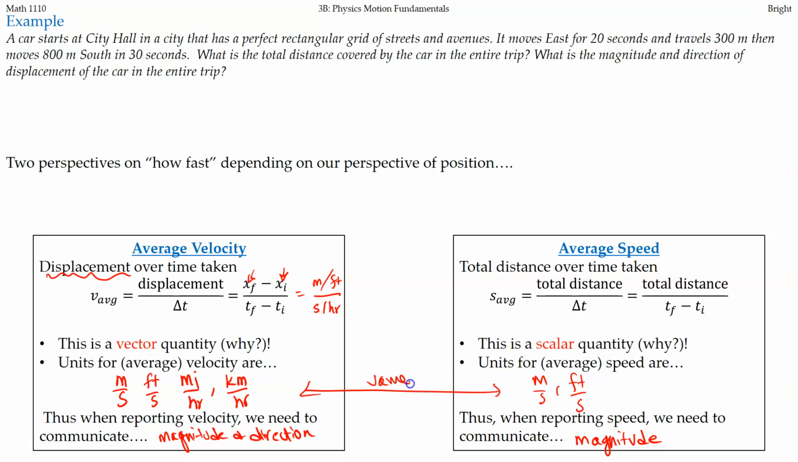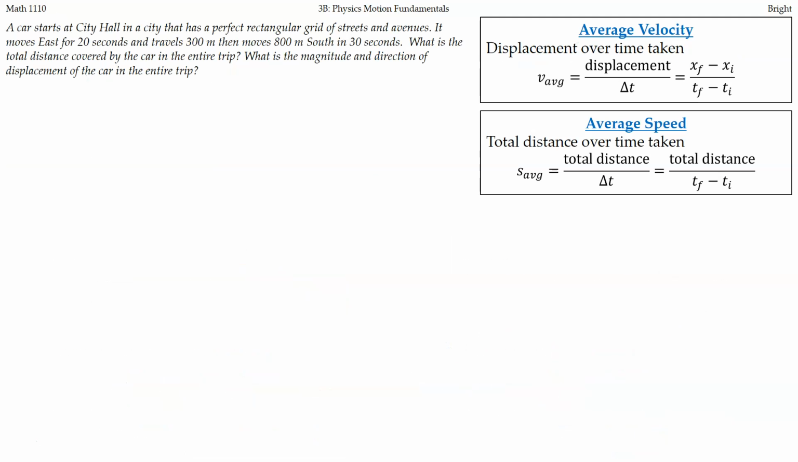So how do you tell the difference between velocity and speed? Really, it's the presence or absence of a direction. If you're given a direction, assume it's velocity. If you're not, then assume it's speed. Now I suppose we should return to this question and answer the question that wasn't asked of us, but we're going to answer it anyway. We want to find the car's average speed and average velocity. Let's go ahead and do that.